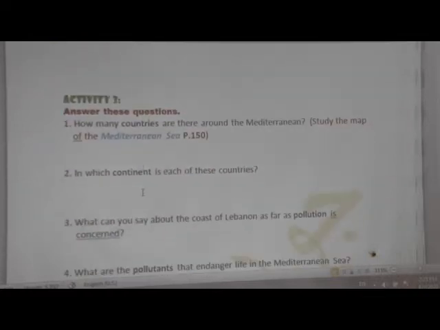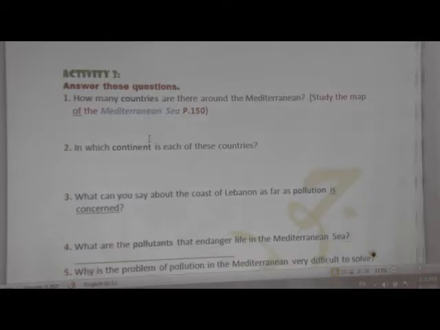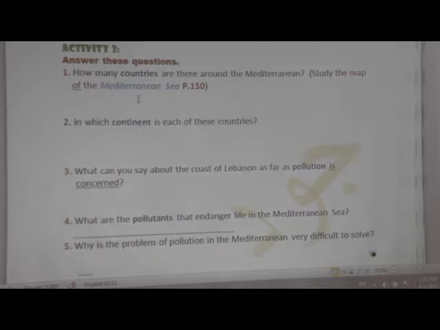Now, activity 3. Answer these questions. Here we have some comprehension questions. How many countries are there around the Mediterranean? Here, you need to study the map of the Mediterranean Sea, page 150. Please, dear students, refer to the map on page 150 in order to know how many countries are there around the Mediterranean Sea. And here you only need to write the number of these countries.